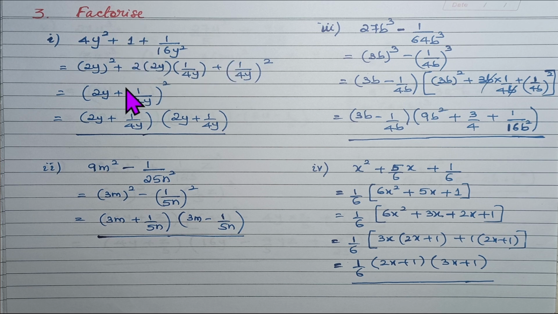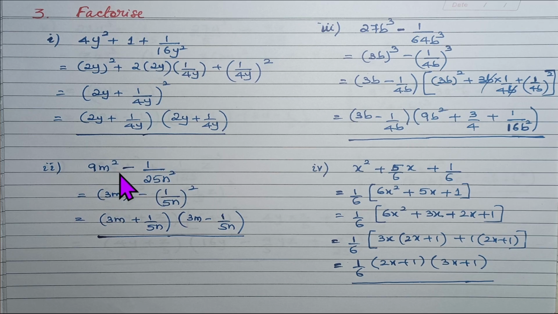So now, rather than splitting, we can apply the identity a square plus 2ab plus b square. So it will be 2y plus 1 by 4y whole square. So 2y plus 1 by 4y, 2y plus 1 by 4y are the factors of the given polynomial.